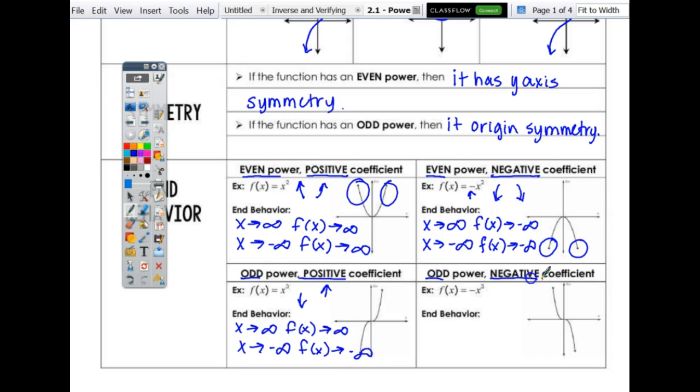So odd power, negative coefficient, it's exactly the opposite of this one. So instead of down, I'm going to go up on this side, and I'll go down on this side. So as x approaches infinity, my y's approach negative infinity. As x approaches negative infinity, my y's approach positive infinity.